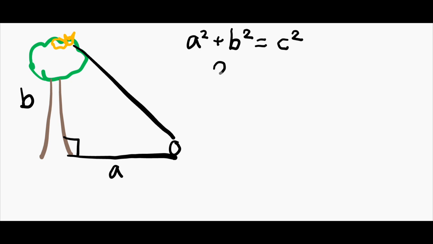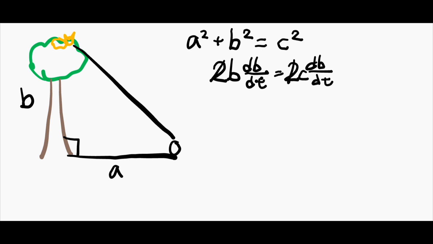We just do 2b db over dt is equal to 2c dc over dt, because a would just be a constant. Okay, we can cancel out the 2's, but now we have to figure out what b is. We know db over dt is 4 meters per minute.